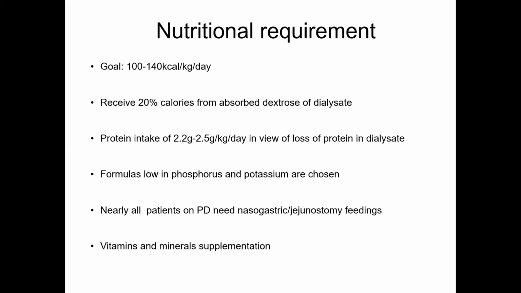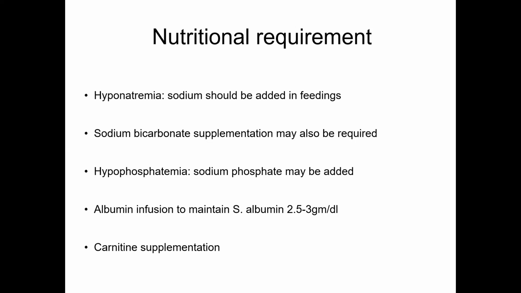Vitamins and mineral supplementation should be done regularly. Also, the baby might have hyponatremia because of excessive sodium loss, so sodium should be added in feeding. Soda bicarb supplementation may also be required because of bicarb loss in the outflow. In case of hypophosphatemia, sodium phosphate may be added. Albumin infusion may be required to maintain serum albumin in the range of 2.5 to 3 gram per dl. Carnitine supplementation may also be needed in some cases.